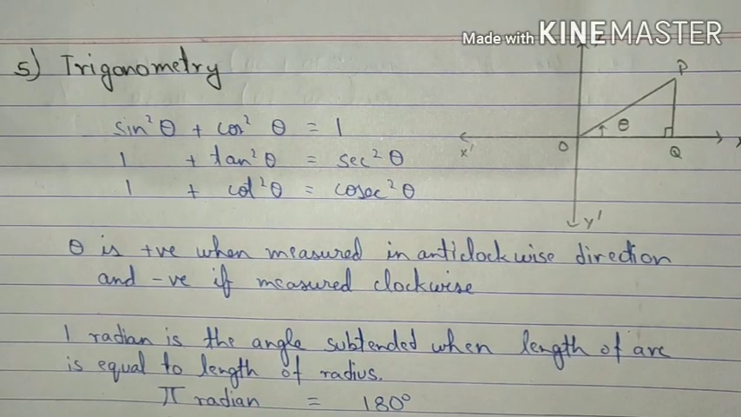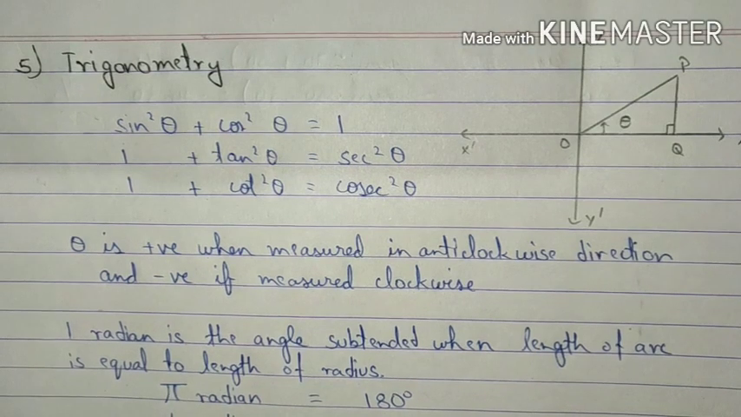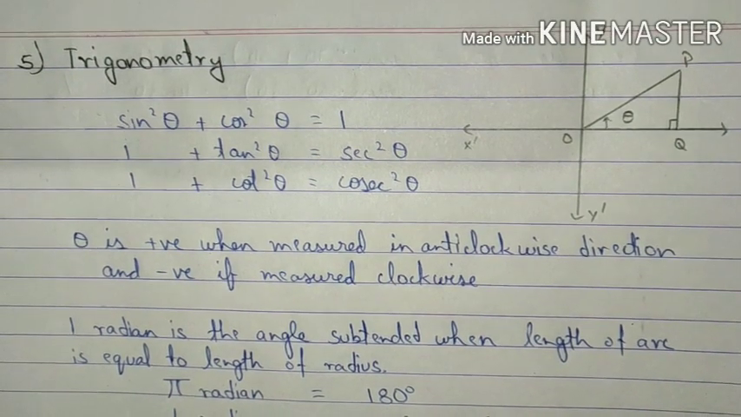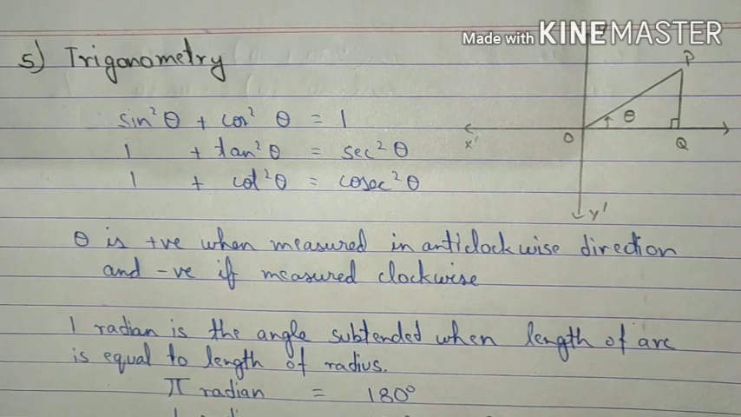Let's move on to the next topic, which is trigonometry. Now, you have already studied this in your previous class. We know that if angle theta is the base angle in any right angled triangle, then sine theta can be given as perpendicular upon hypotenuse, cos theta as base upon hypotenuse, and tan theta as perpendicular upon base.